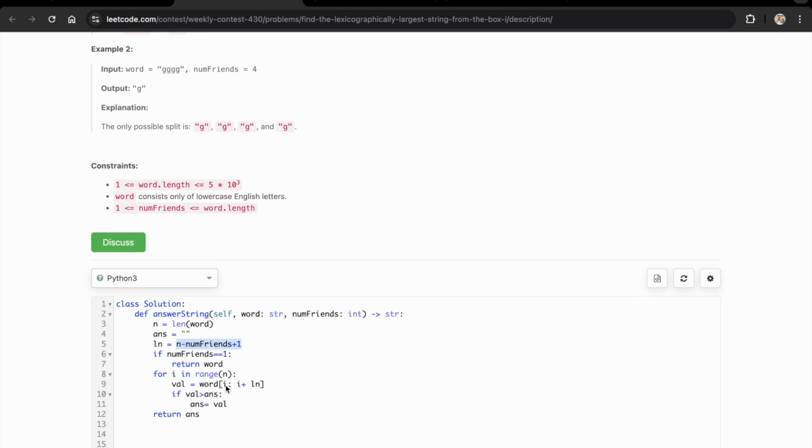So for the i, we will be taking the length, so from i to i plus length, and we will be checking that if our current value is greater than the previous answer, then we are just updating the answer. But there are two edge cases. Let's suppose we are having only one friend, then we have to return the full word because we can't split.